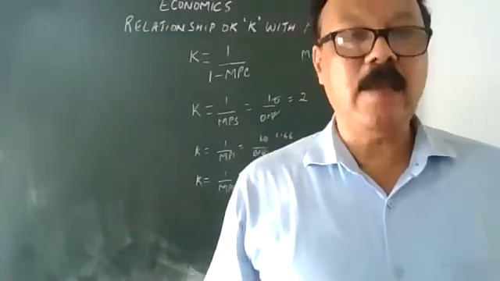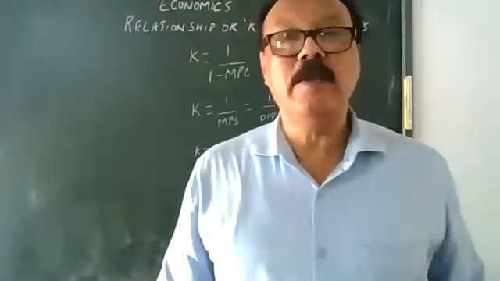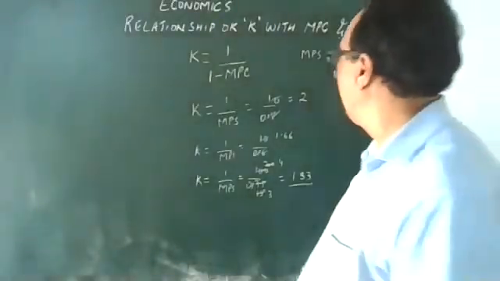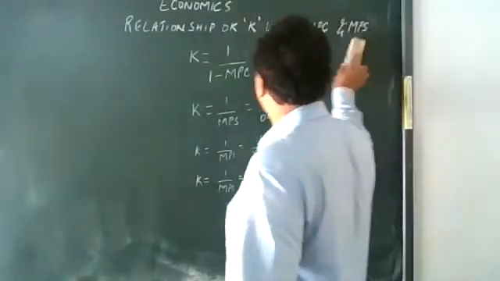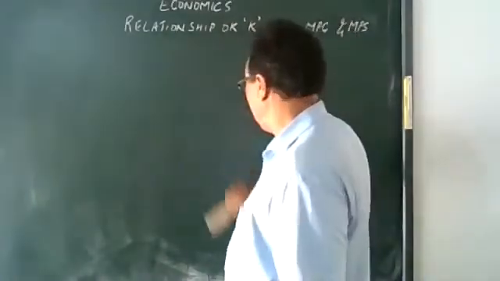What is the maximum and minimum value of a multiplier? Once it came in the board exam. What is the maximum and minimum value of a multiplier?